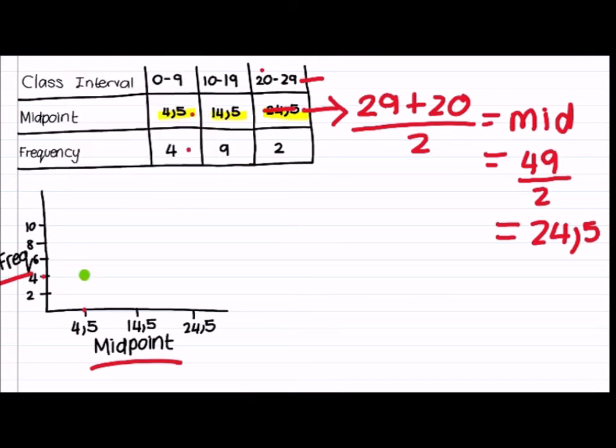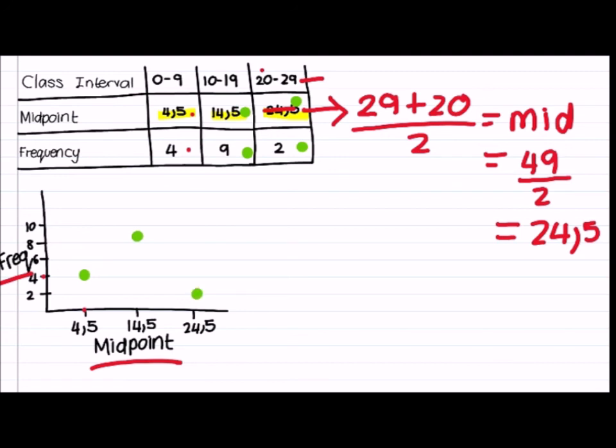The next point we're going to have is at 14.5 and 9, so we line that up again. 14.5 is there, 9 is around there, so we have our point here. Let's just take these dots away. So we have our point 9, 14.5, and then we have our next point at 24.5 and 2. So in line with 24.5 and 2, it's like that.